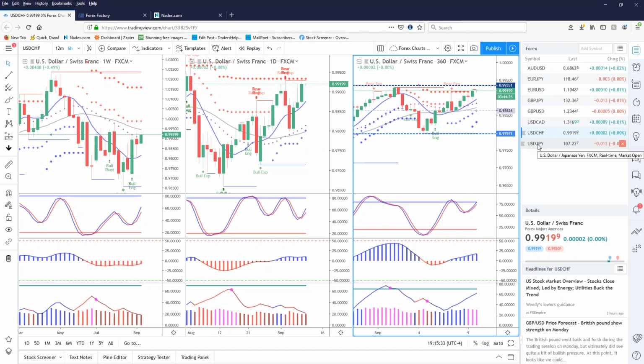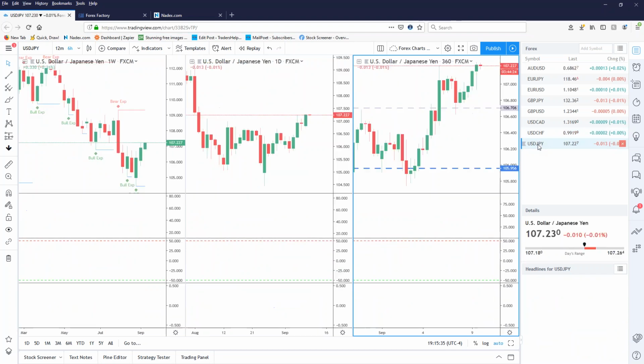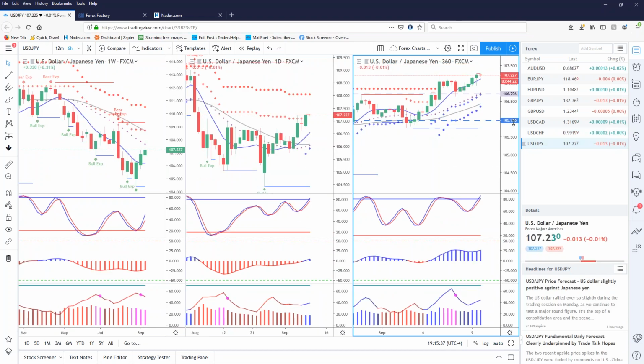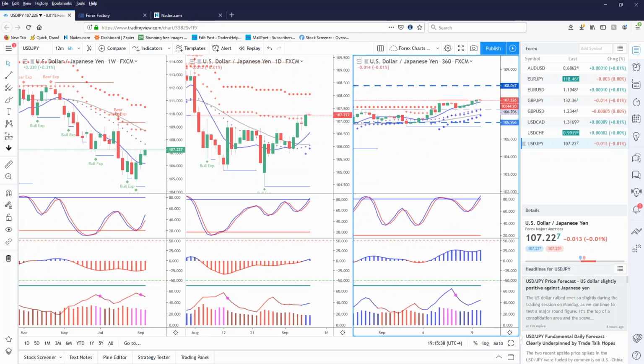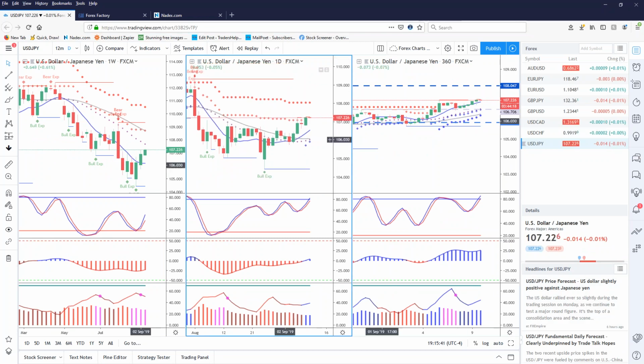Okay, let's go look at the USDJPY. And the USDJPY is really trying to make its way up here to the congestion dot. The problem is, is it going to have enough steam to make it up there? I do think it will get up there. And that area is at 108.04.